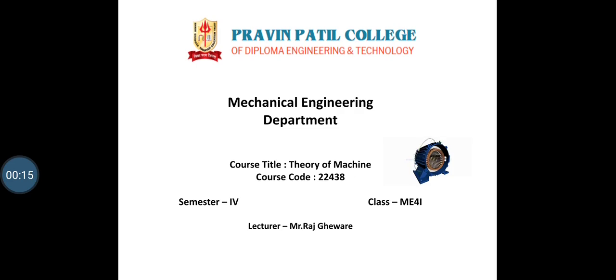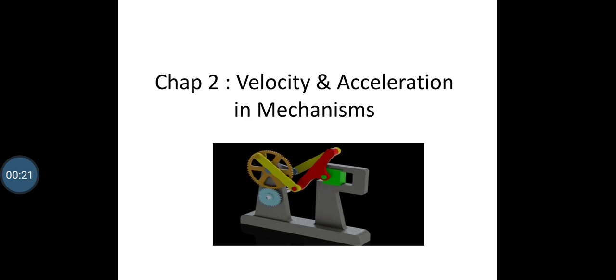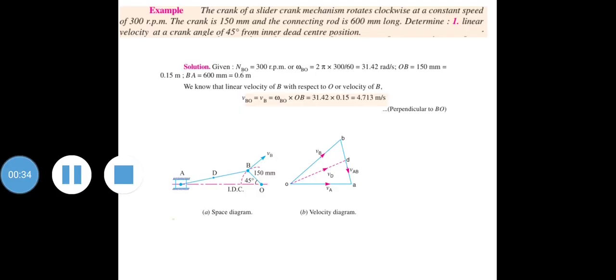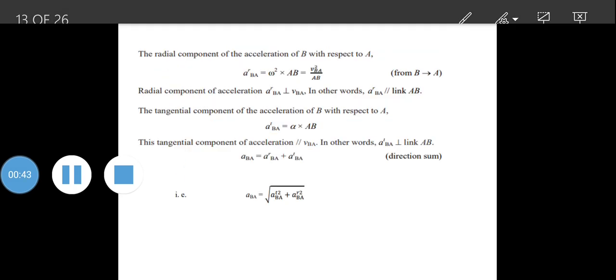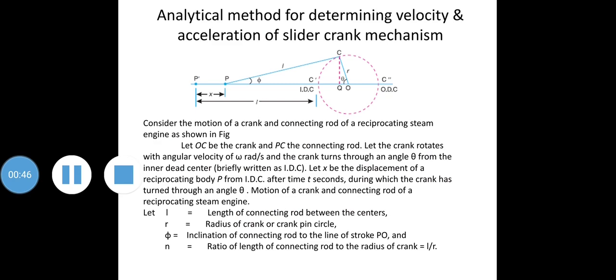We are looking at the subject Theory of Machine. We have seen chapter number 2, that is Velocity and Acceleration in Mechanism. In this we have solved the problems on the crank of a sliding crank mechanism. Now we will be looking at the analytical method for determining velocity and acceleration of a slider crank mechanism.